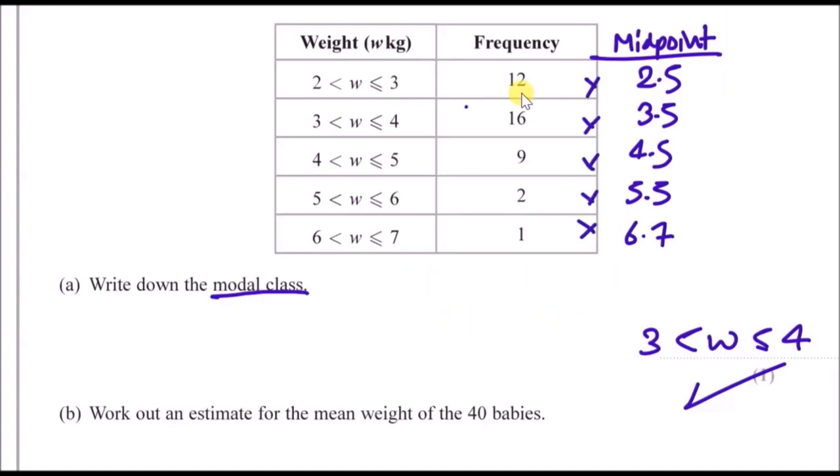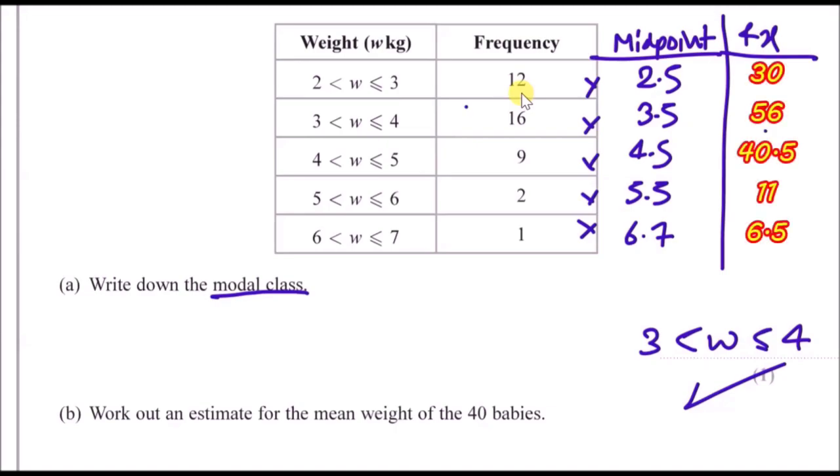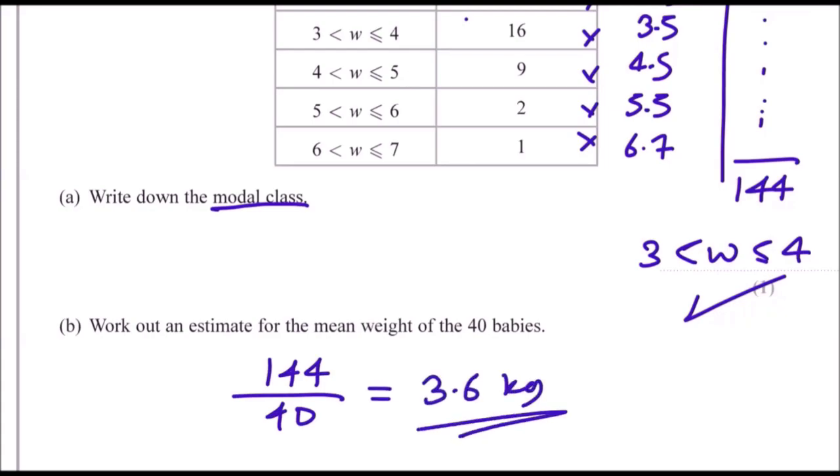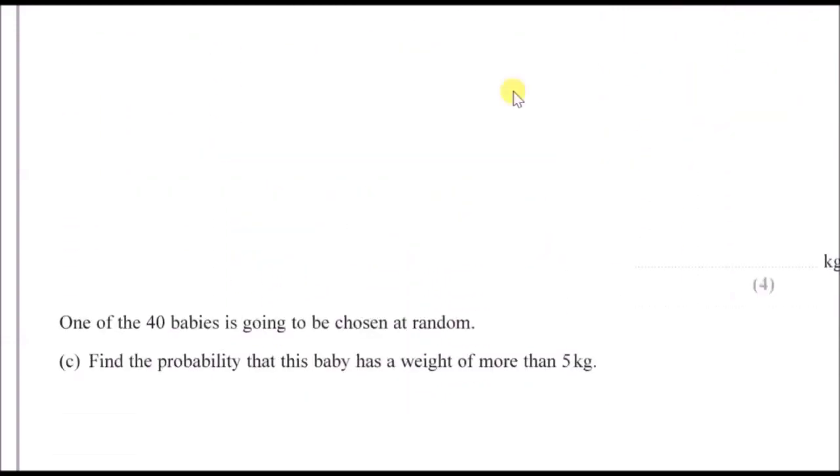So we write a new total here and just call it fx if you want. So we can say 12 times 2.5 plus 16 times 3.5, so on. Once you do the maths here, you should get a total amount of 144, guys, yeah? Once you multiply and then you add them up. And then we say, okay, the mean weight of these 40 babies, well, we know that the total weight for all the babies is 144. We got 40 babies. So divided by 40, you should get a mean weight of about 3.6 kg. Yeah, and that's B done.